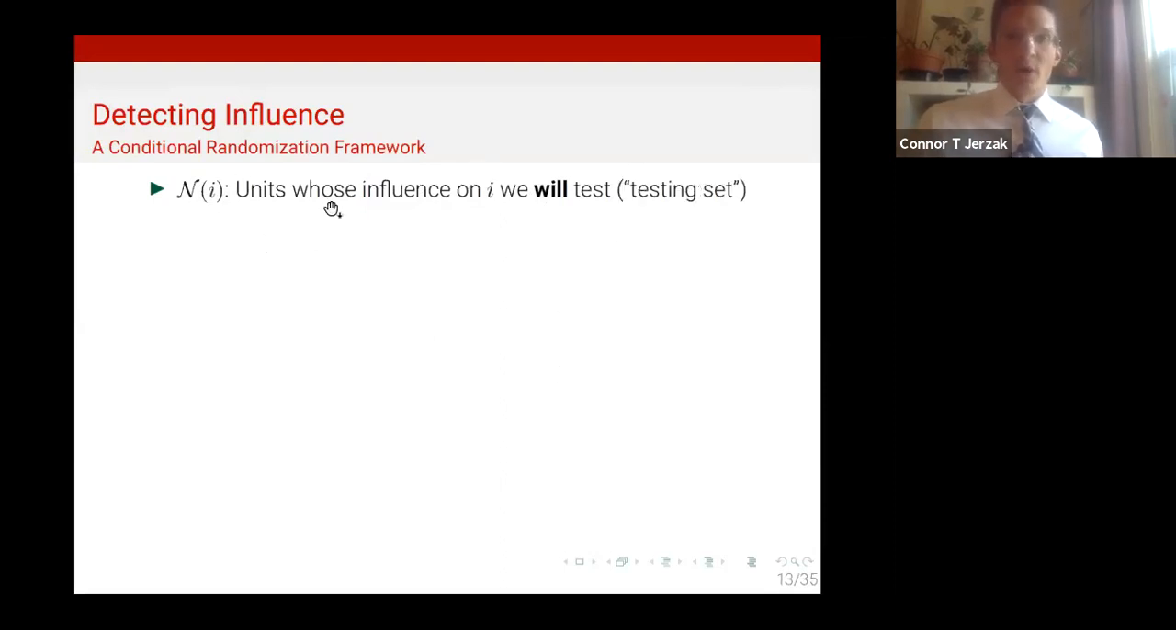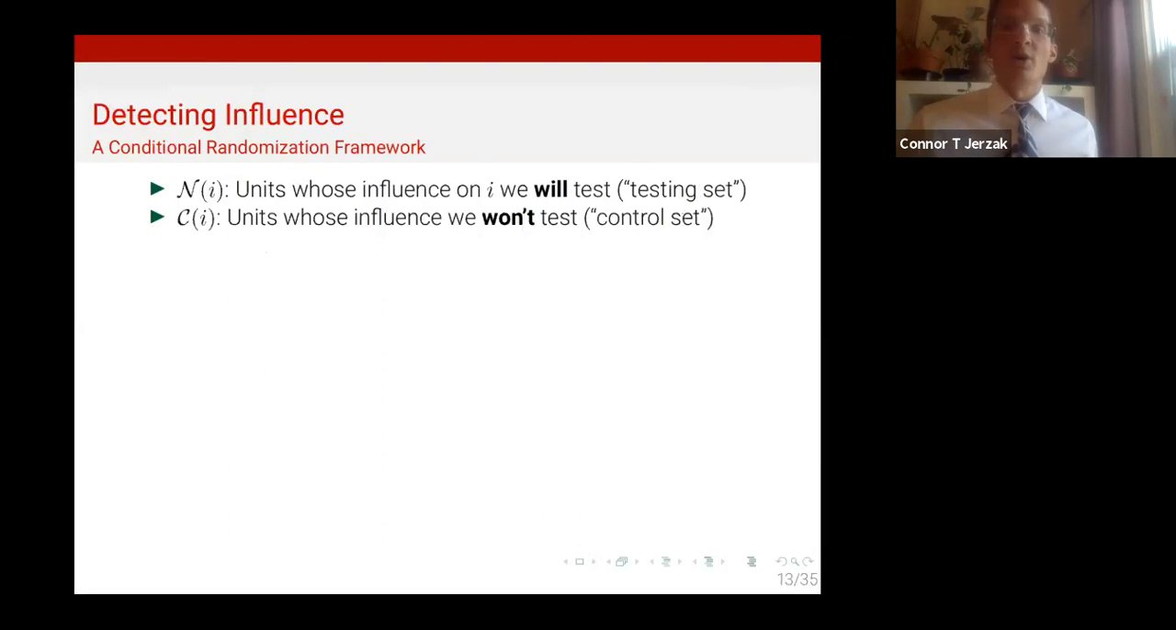So this group, we're interested in assessing whether this group, the set Ni, is influential in some way on unit I. But there's another group whose influence on I we won't test, and we'll call this the control set. So we're breaking the observational units down into these two sets based on whether we're interested or not interested in assessing whether each group influences unit I in some capacity.